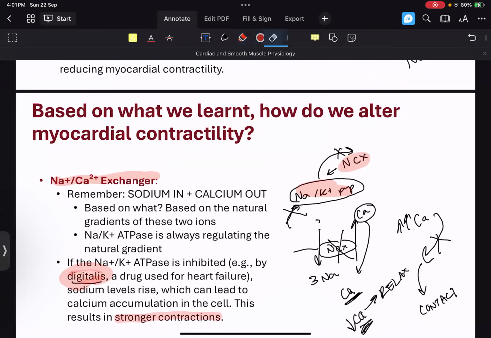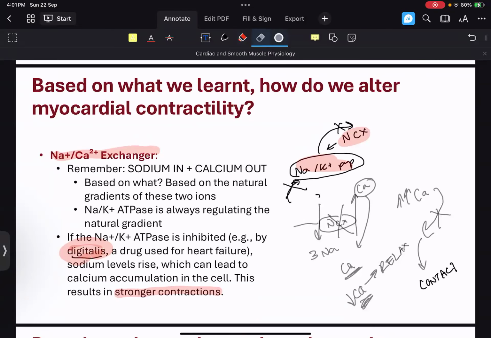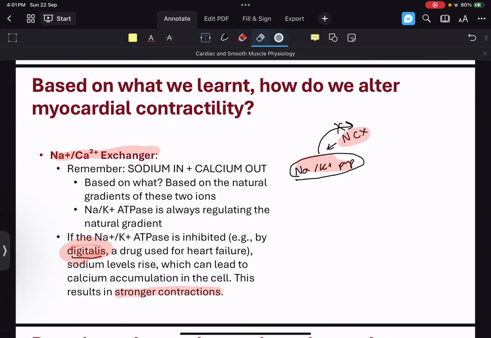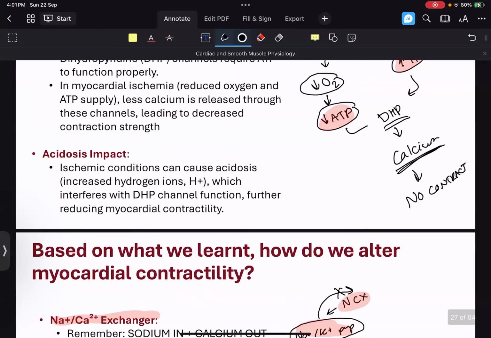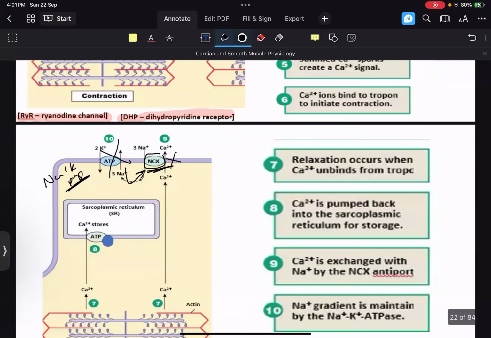Okay, one more time. We have a drug called digitalis or digoxin, same drug. And digoxin is going to inhibit the sodium potassium pump. And we said the sodium potassium pump will directly affect the NCX exchanger. Let's go back up to the slide we were explaining. We said if this one does not work, then this one will also not work.